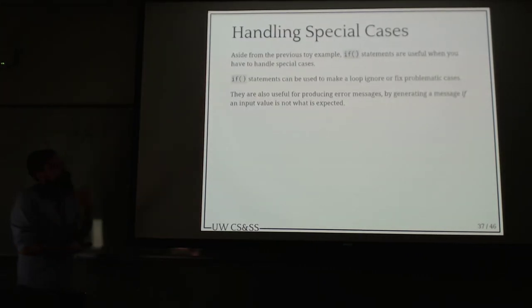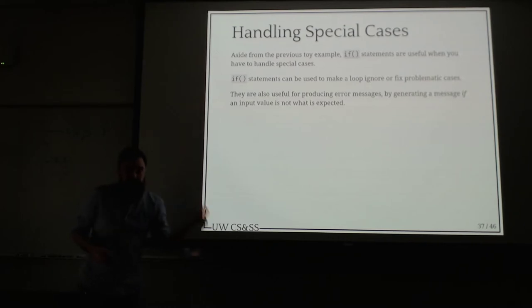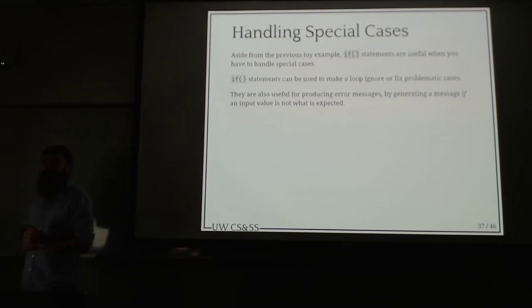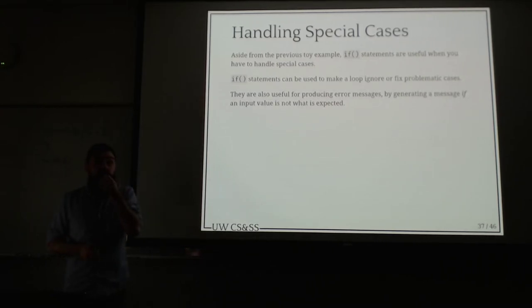So, if, like this, aside from an example like that previous one, is good for doing things like handling special cases in your data. Let's say you've written a function or some loop, and it works for 99% of things in your data, but there's one thing you need to handle differently.